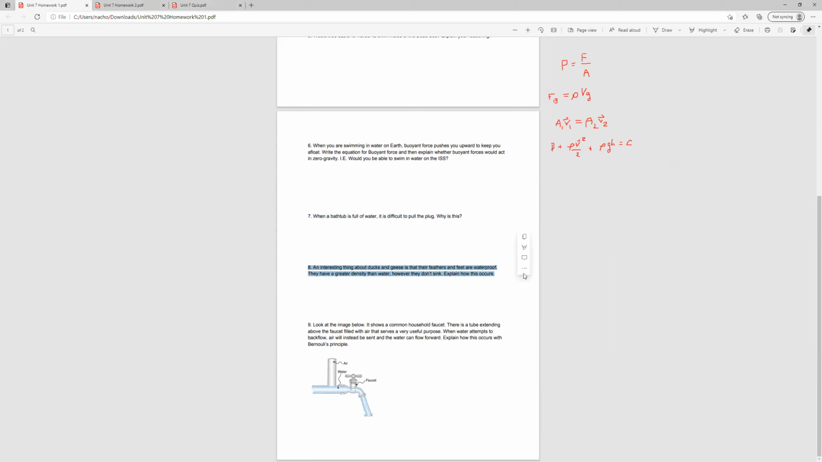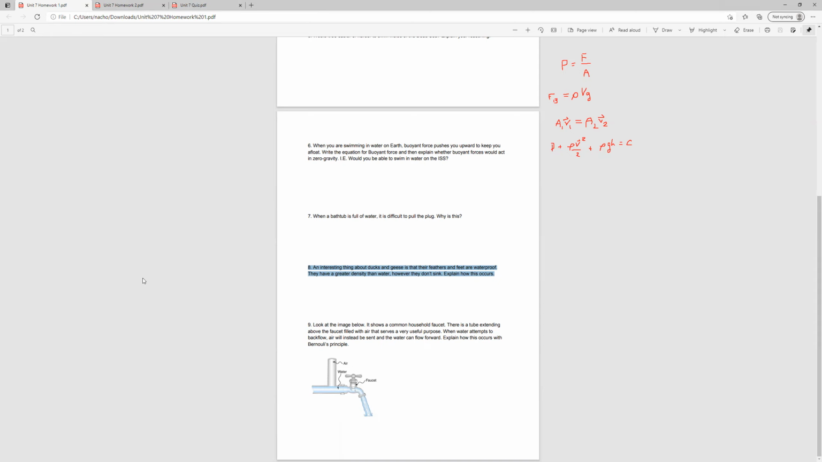Number 8 is an interesting thing about ducks and geese is that their feathers and feet are waterproof and they have greater density in the water. However, they don't sink. Explain how this occurs. Well, if you know about a duck, it's basically fluffy, right? And this is the same principle about how bottles float, right? A bottle floats when it's empty because the volume the glass is taking up in water is really high compared to the density of the glass. So therefore, it won't sink. However, the moment you put water in that bottle, right, then now the bottle's overall density is heavier than water. So therefore, boom, you're unable to float.